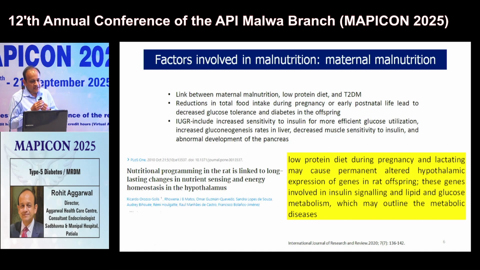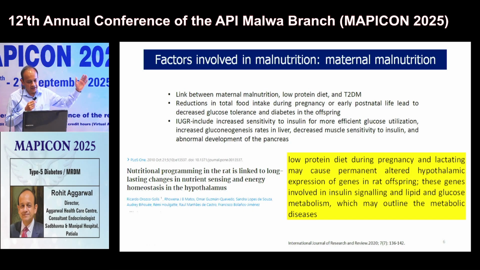So what are the factors? Why are we becoming MRDM? What is the basic reason? It is not like that today we have malnutrition, so we become diabetic. The story goes back, right from maternal malnutrition.